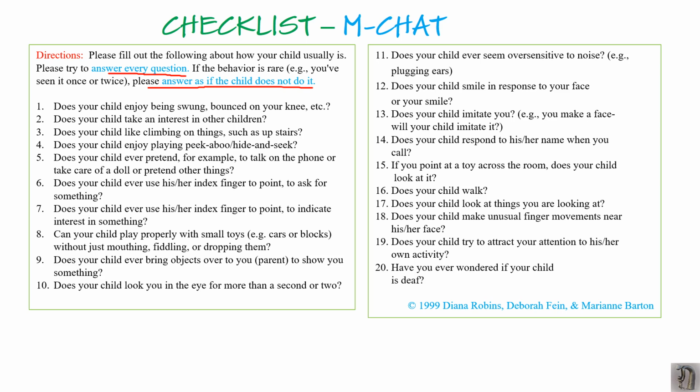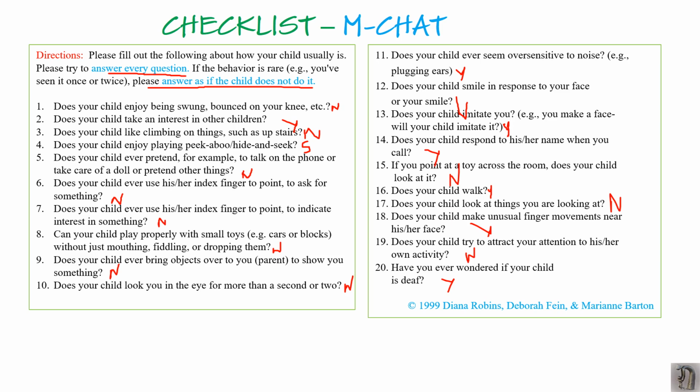Here the parent has to read and mark yes and no, yes and no. So let us mark like this for practice. I'll just mark no here. This is just a practice and a sample. I'll mark no. Here let us say yes, here no, here yes, yes, no, yes, no, yes, no, and yes. See, we have marked and finished our checklist.